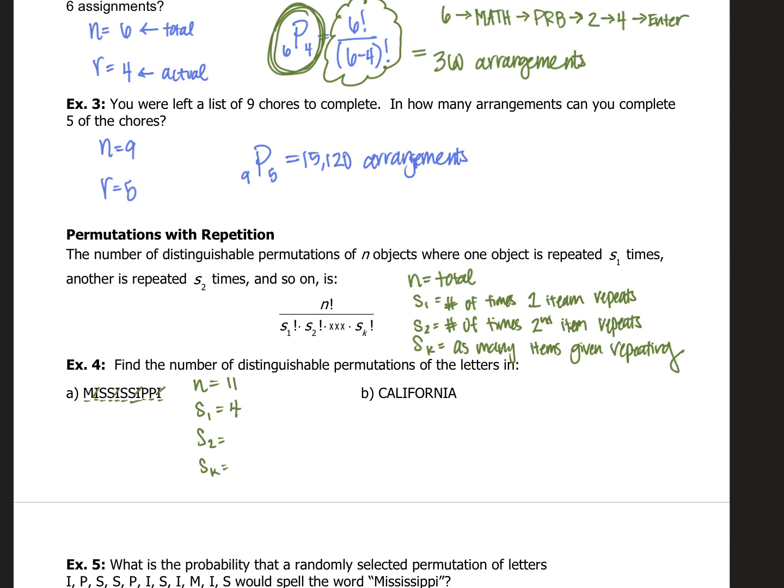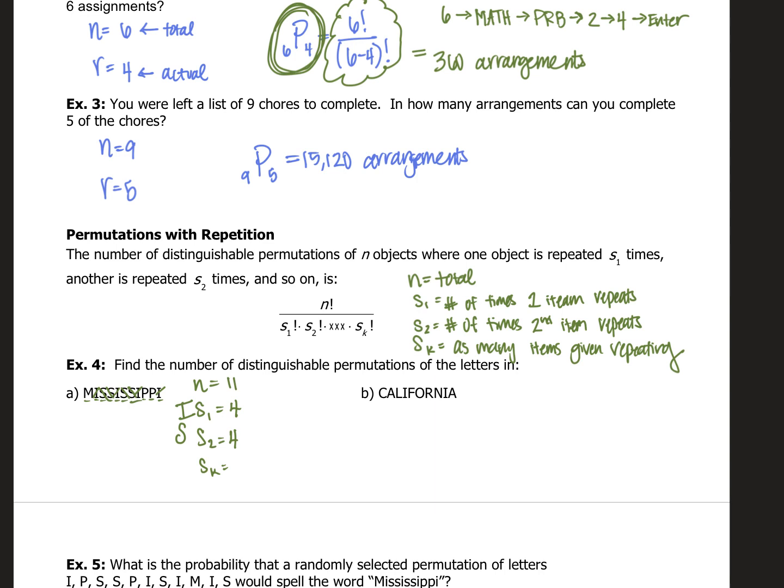So my S1, which represents the letter I, repeats itself 4 times. Okay, well, what's a second letter that repeats itself? The letter S repeats itself as well. So S repeats itself 1, 2, 3, 4 times again. Do we have another letter that repeats itself?